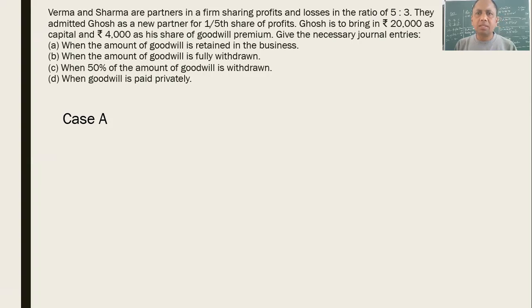And the next transaction is premium for goodwill account debited to Verma capital to Sharma capital. So the premium of goodwill 4,000 is distributed in their sacrificing ratio, which is 5:3. So 5/8 and 3/8 is the goodwill. 8 5s are 40, 5 5s are 25, 2,500 and 1,500 is the distribution of the goodwill of the new partner Ghosh credited to the old partners in their sacrificing ratio. So the first case is there.